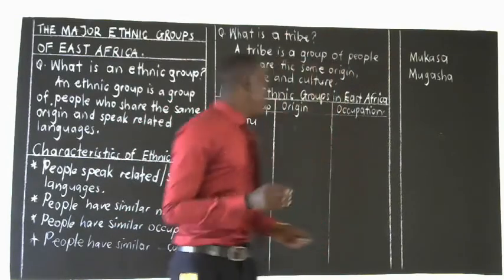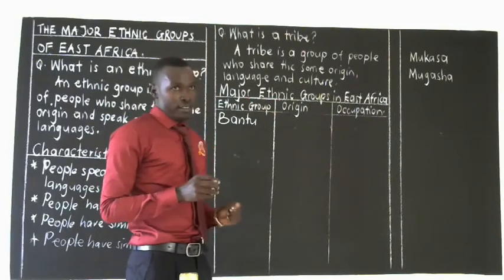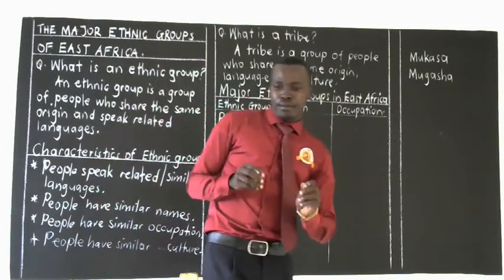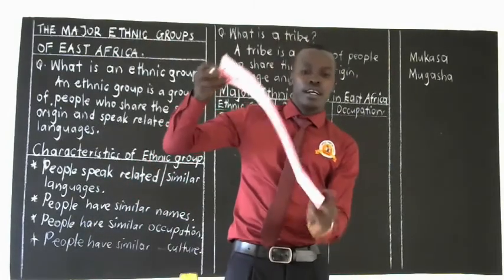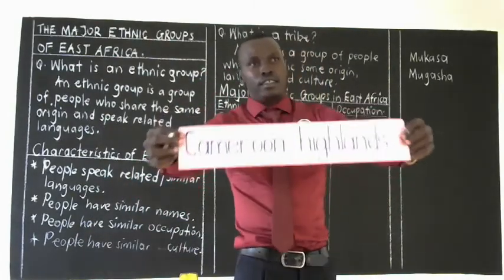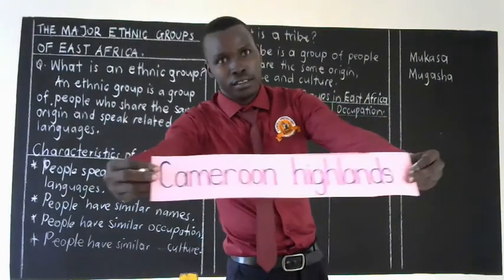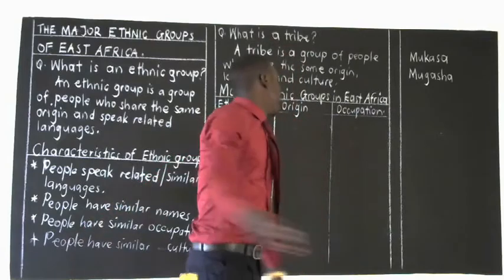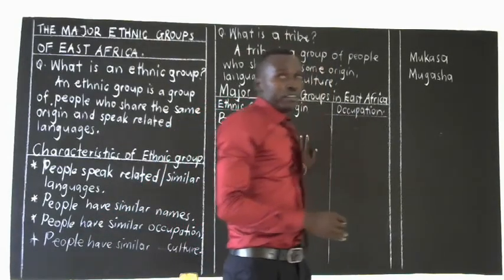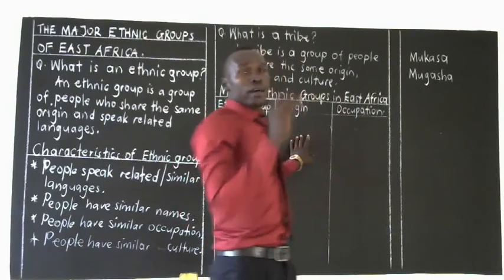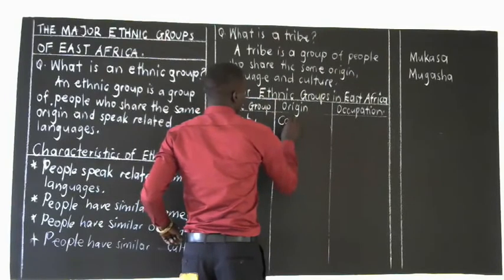The Bantu are believed to have come from a place called Cameroon Highlands. This is the spelling, Cameroon Highlands. Cameroon Highlands is found in Central Africa. So right in the middle column, Cameroon Highlands.